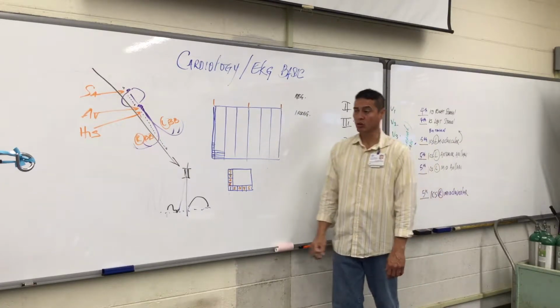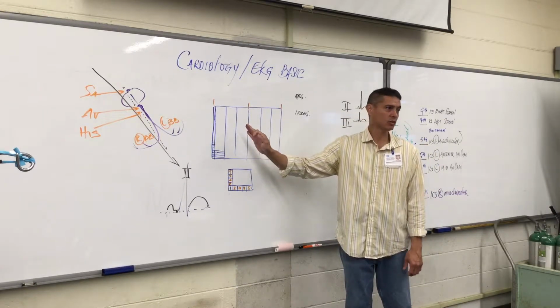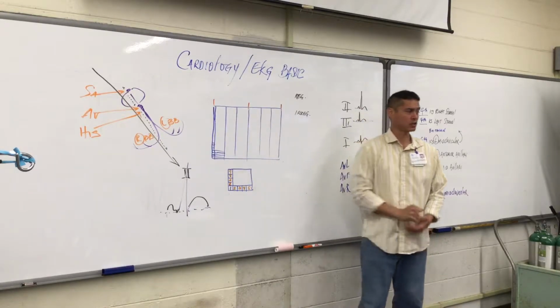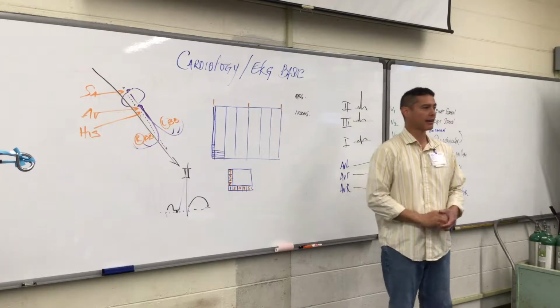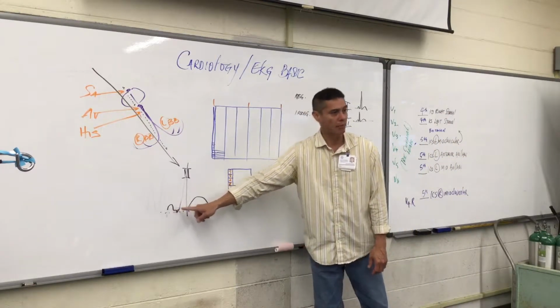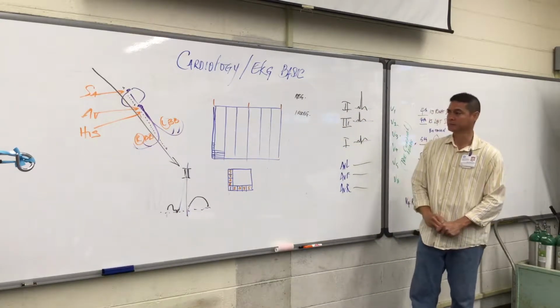The next way we would determine the rate would be if they had 10, or let's do 12. 12 of those QRS complexes within this 6 second strip, we would then have a sinus tachycardia at 120. And as long as we know every complex has a P, QRS, and T, we're okay.